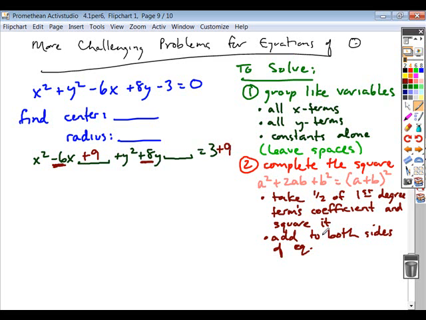Okay? So by completing the square for the y's as well, we take half of the first degree term's coefficient, so half of +8 is +4, square that, 4 squared is 16, so we're going to add that to both sides. Again, what that did for us is it allowed us to rewrite our expression as binomial squares.